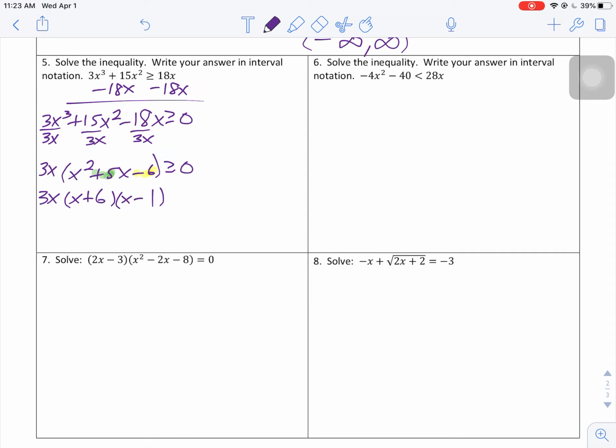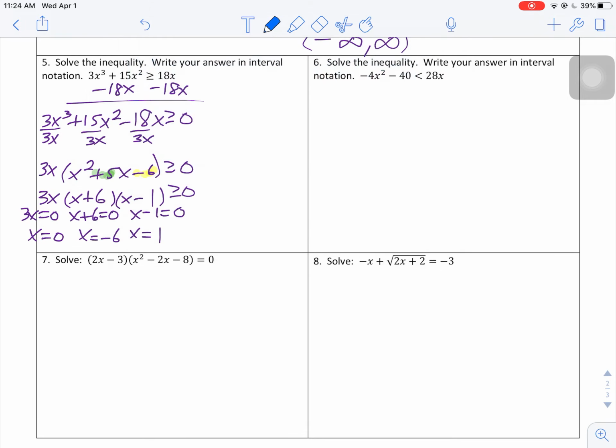So does 6 and -1 work? 6 times -1 is -6. 6 plus -1 is +5. So yes, that works. So at this point, we want to set each factor equal to 0 and solve for x. So x equals 0, x equals -6, x equals 1.